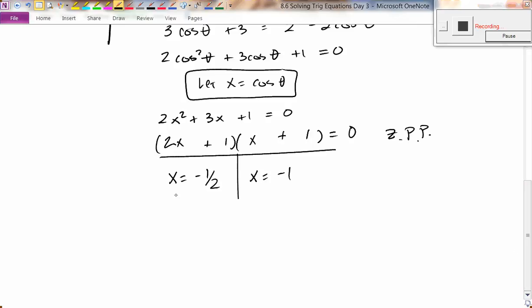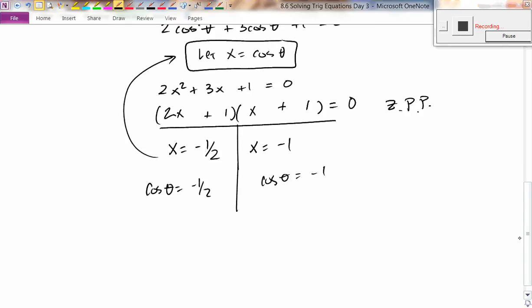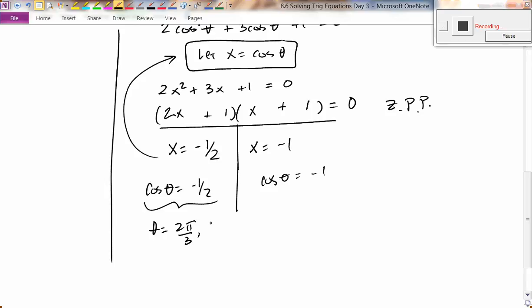All right, so what was x again? Look back there in your box. Cosine theta. So we have cosine theta is negative 1/2, or cosine theta is equal to negative 1. All right, let's consult the unit circle. When is the cosine of theta equal to negative 1/2? It's equal to 2 pi over 3 and 4 pi over 3. Nicely done. And how about when cosine theta equals negative 1? Ah, you got it. So our solution.